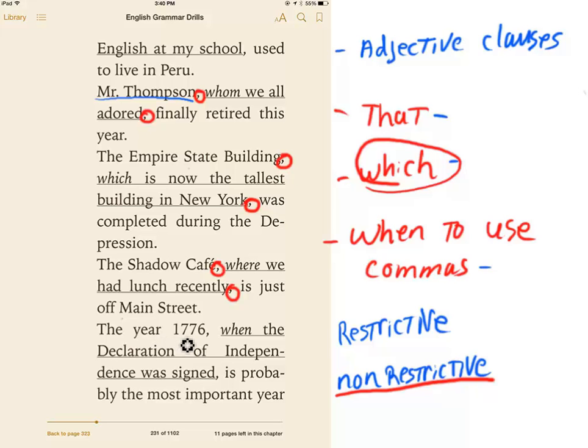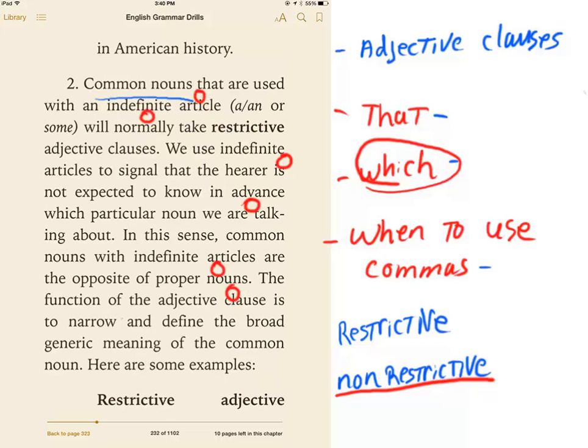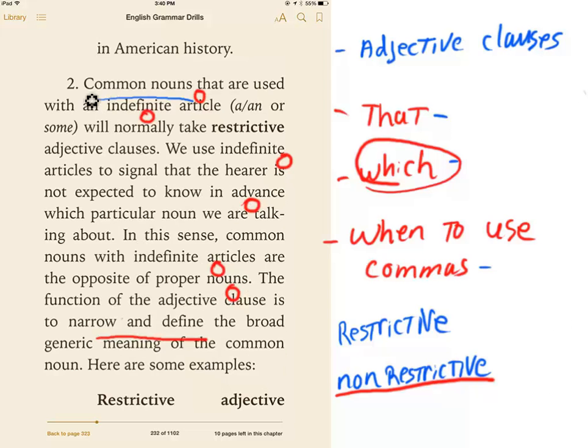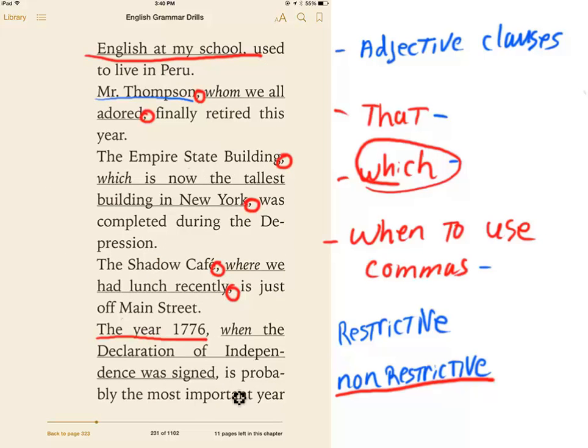The year 1776, when the Declaration of Independence was signed, is probably the most important year in American history. Well, I already know that the year 1776 is the most important year in American history. I don't need anything else that tells me. So this is a non-essential clause. The rest of this is non-essential. It tells me more about 1776 and why it's important, but I don't lose the meaning of the sentence. So I have to separate these off by commas. All right? It's non-restrictive.